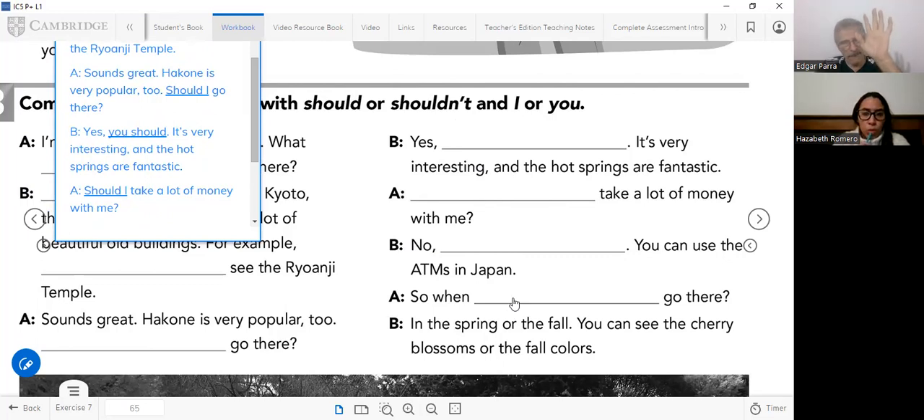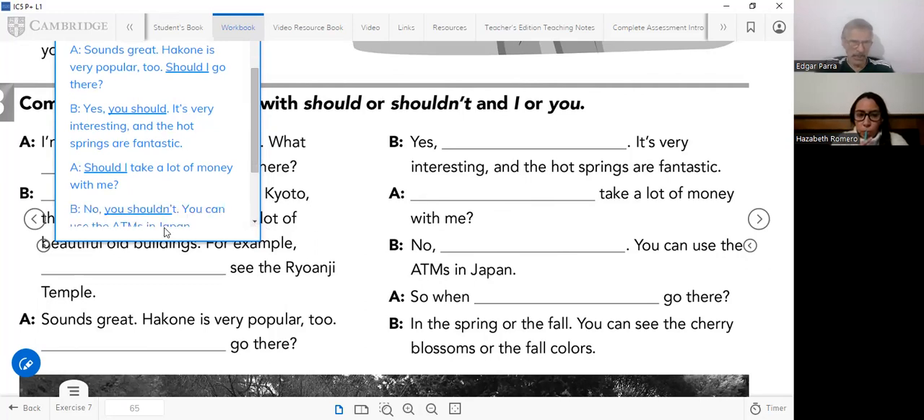Shouldn't you? Wait a minute. Oh, no. It's this one. What is the subject? I or you? You. Is it affirmative or negative? Negative. Shouldn't you? You shouldn't. Okay, so let's place it here. You shouldn't. You see?